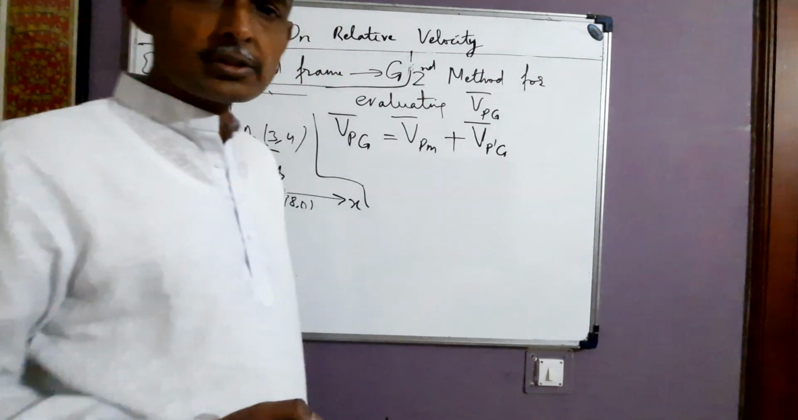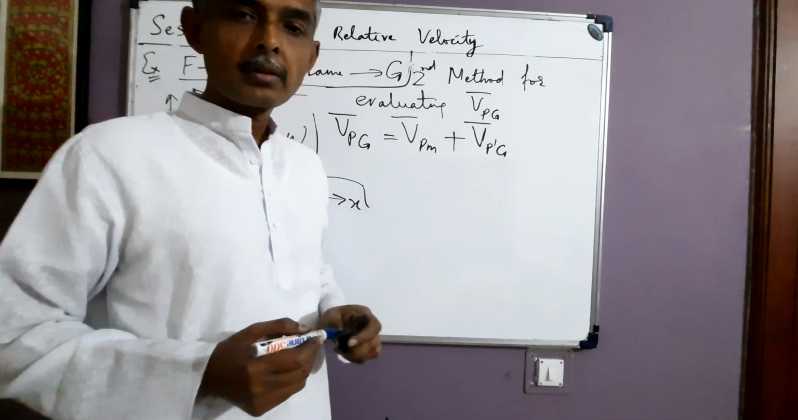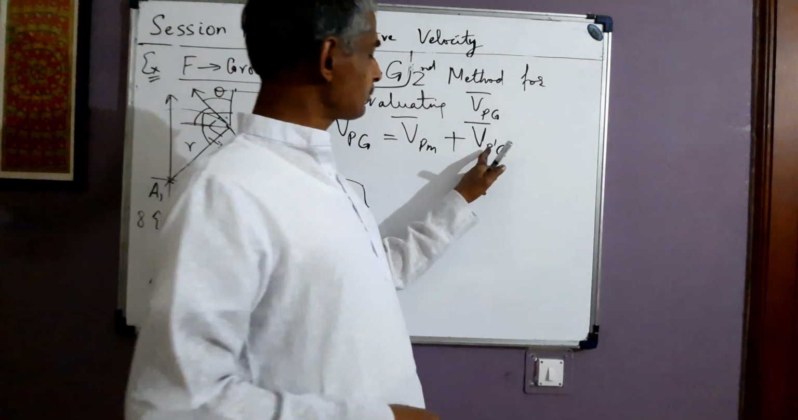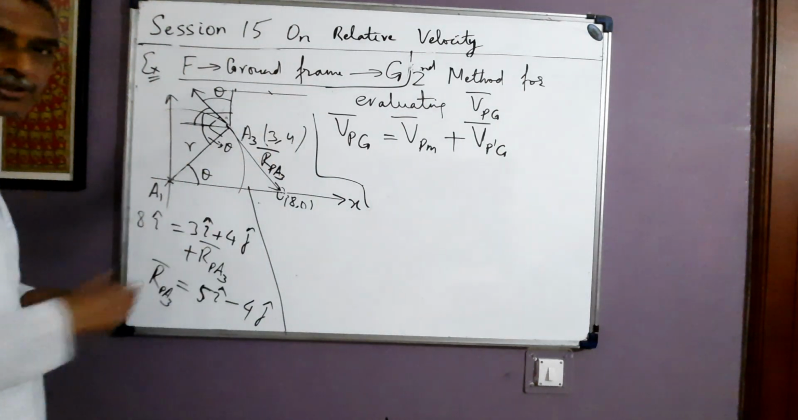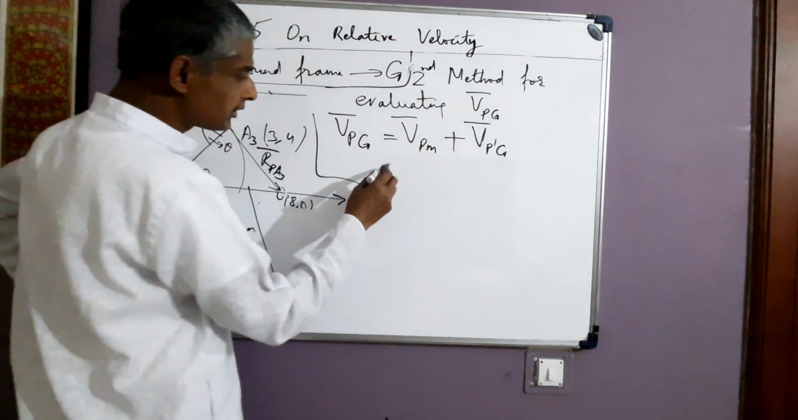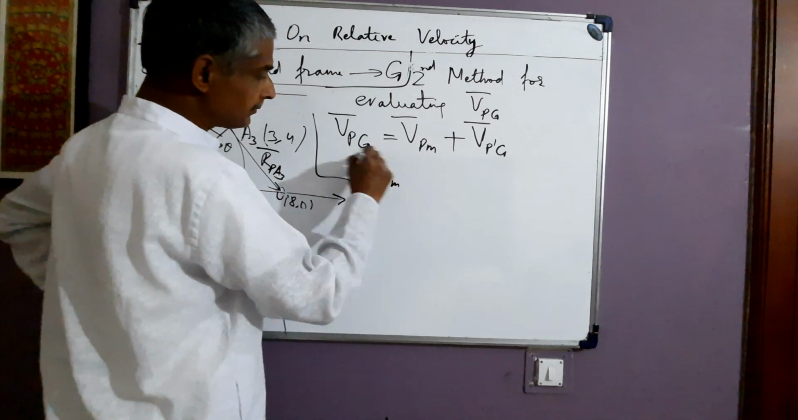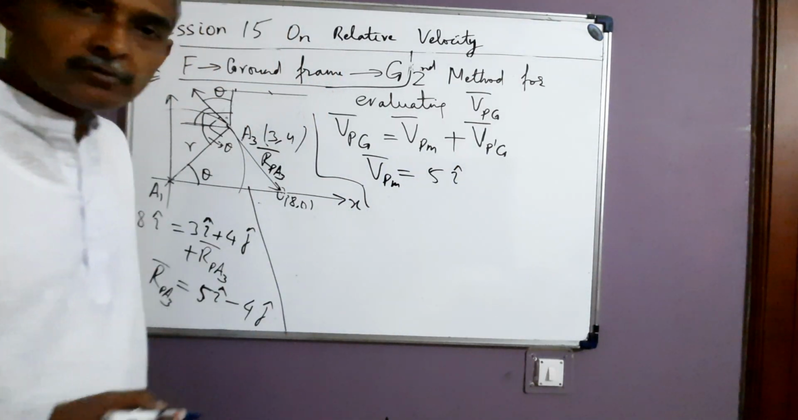What is this P dash? P dash is a location of M which coincides with P, and VP dash G means velocity of this point P dash with respect to ground. So if we know these two terms, we get VPG. This is much easier, as you will see just now. VPM we know already, that is given to us: 5 i hat meter per second.